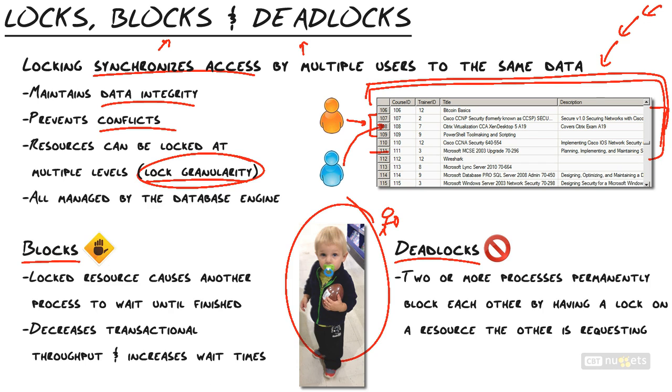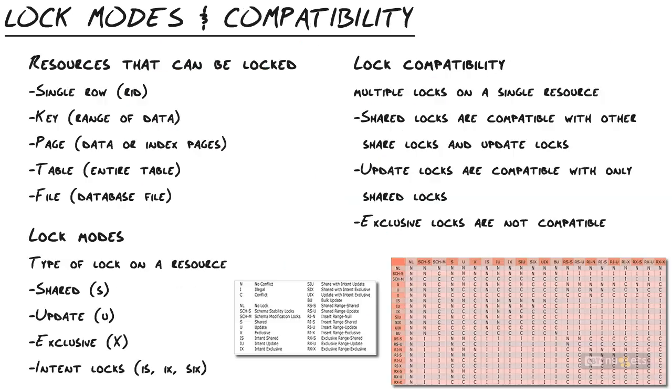Let's head a little deeper into locking and talk about modes, compatibility, and escalation. Oh, let's start with the resources that can be locked. Forgot about that. So resources that can be locked, we talked about here. We've got the single row, which is the lowest level of granularity there, locking a row for reader-writer access. Key, which is locking a range of data. A page, data or index page. A whole table, that's really what we want to avoid here. And then also a database file. And there are some more in between there. There's an extent and some other things here. But these are going to be the big ones.